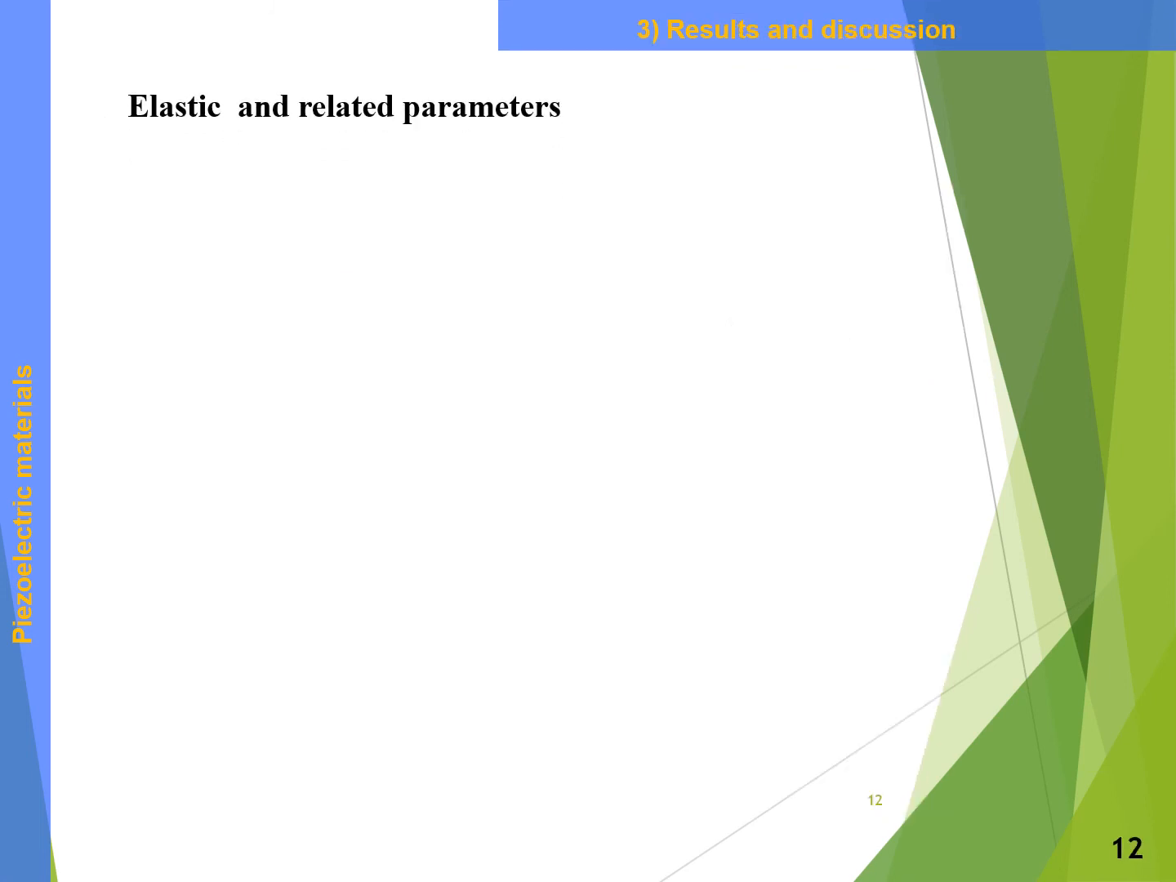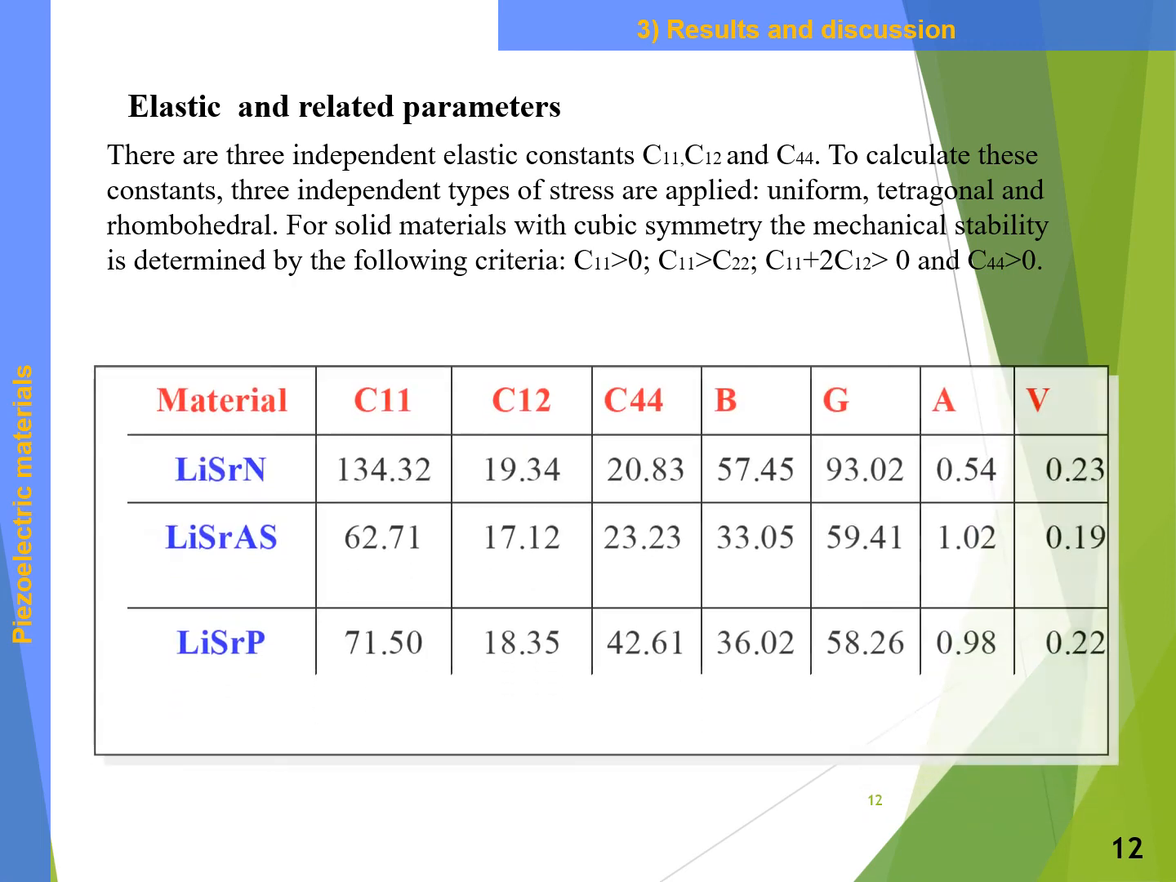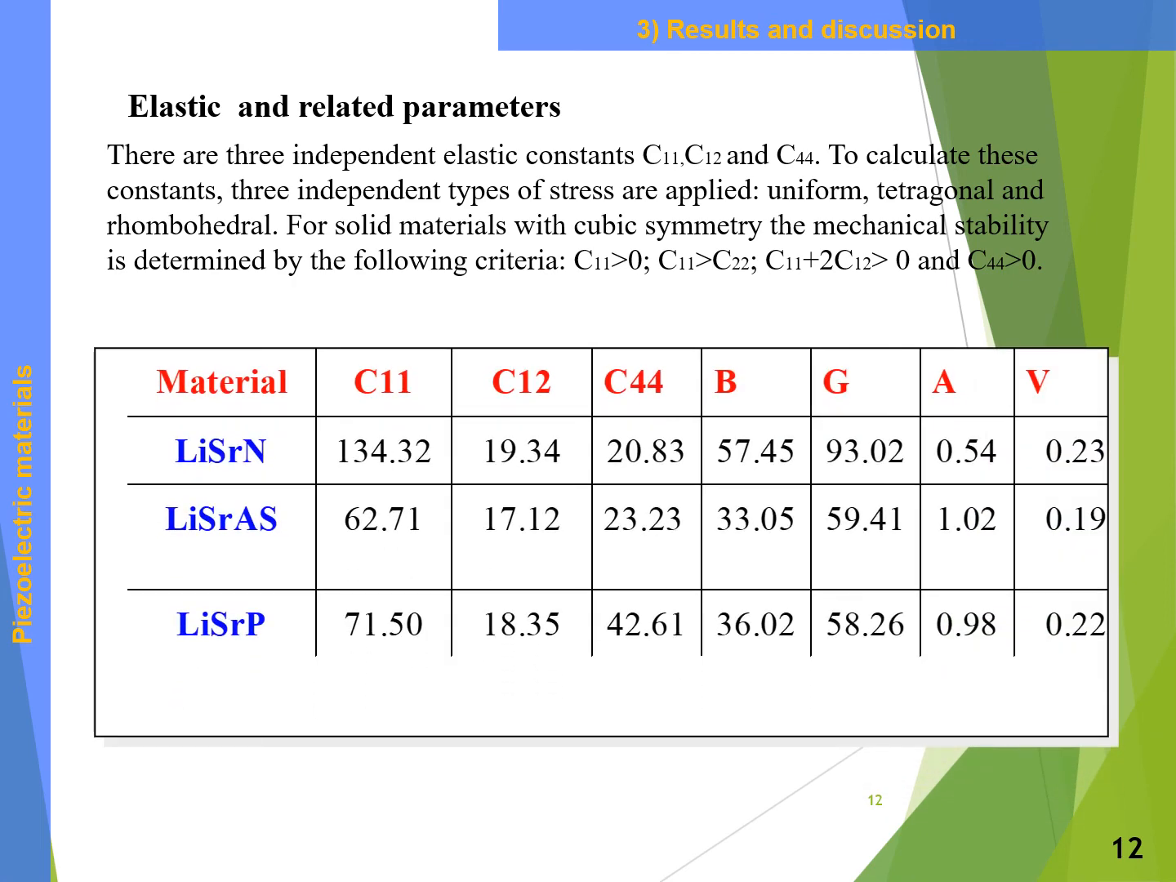Now we talk about the elastic and related parameters. As we know, the study of the elastic properties of materials is necessary to know how hard, elastic, and mechanically stable these materials are. The calculated elastic constants of these compounds are presented in the table, and the calculated values satisfy the criteria mentioned, which confirms that our compounds are mechanically stable.